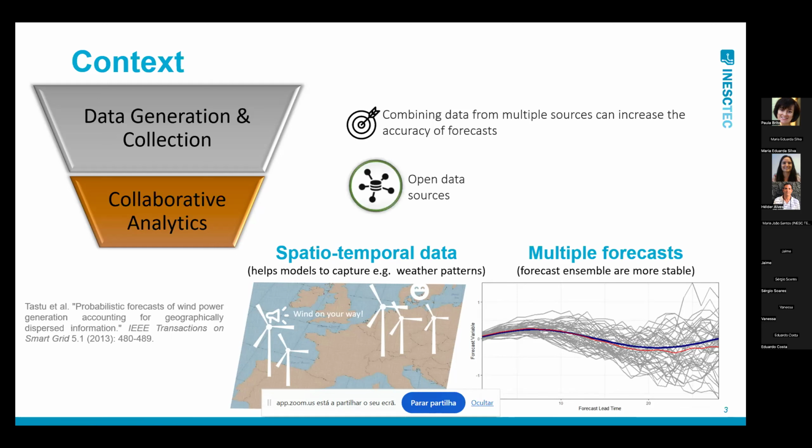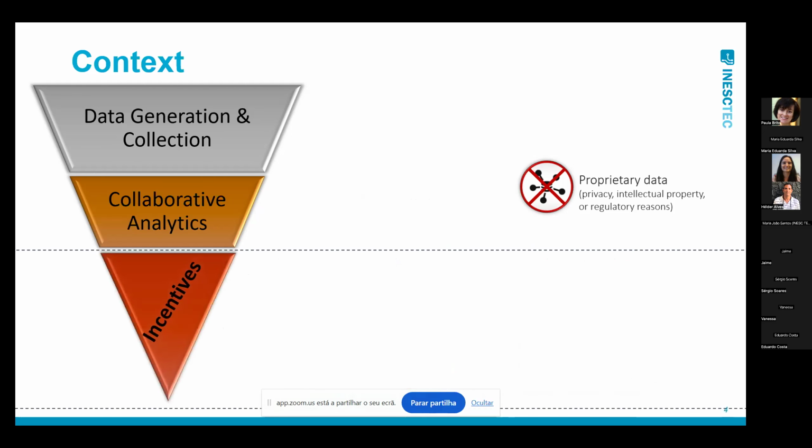It seems perfect in a scenario where everything is open data, open code, open science, but although there are many open source initiatives, there are also many closed data use cases. There are many companies that, due to privacy or intellectual property or regulatory reasons, are not able to share their data. And these closed data sources, let's say, are our focus. And how can we create incentives for data sharing in such proprietary data cases?